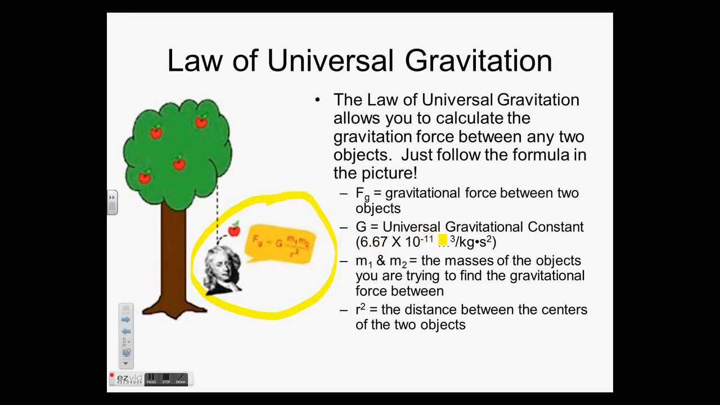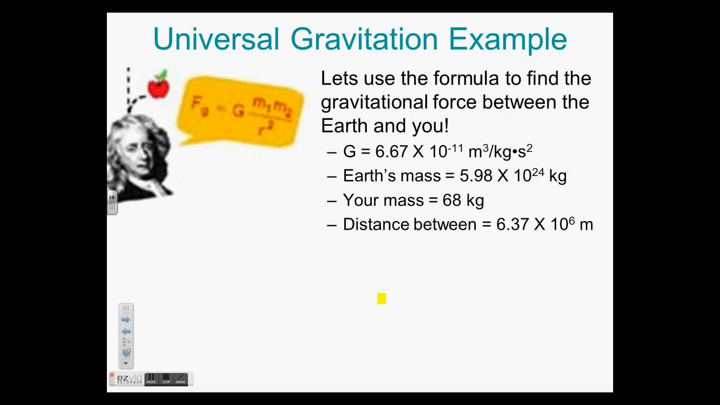Okay, so the gravitational force is the F sub g, the one you're looking for. F sub g equals capital G, that's the universal gravitational constant. And look at that number. That's an impressive number: 6.67 times 10 to the negative 11th meters cubed per kilogram second squared. Whew. And then M1 and M2 are just the masses of the objects you're trying to find the gravitational force between. Then R squared is the distance between the centers of the objects. That's the distance part.